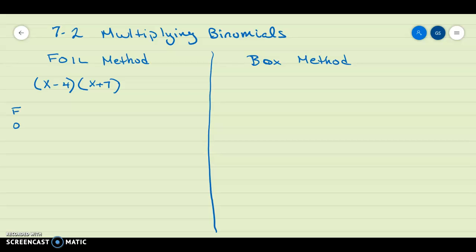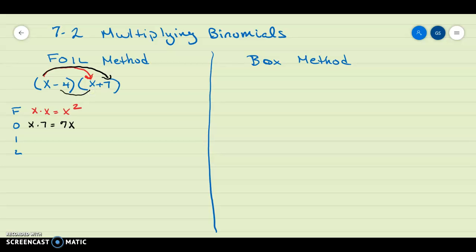I write FOIL here. Now, when we're talking about F in FOIL, what we're really talking about is the first times the first. So x times x equals x squared. Then we're talking about outsides. So the outsides would be the x and the 7. So we multiply x times 7, which equals 7x. Okay, then we're going to do the insides.